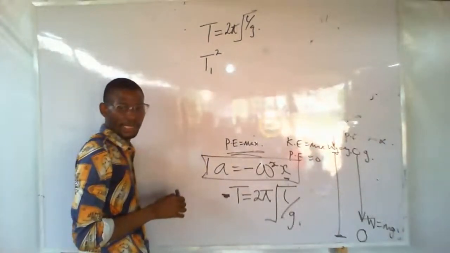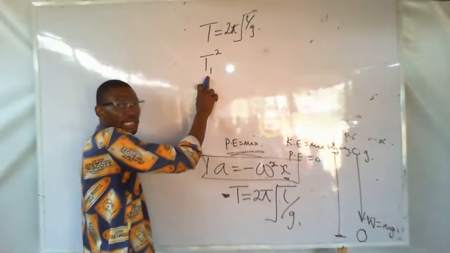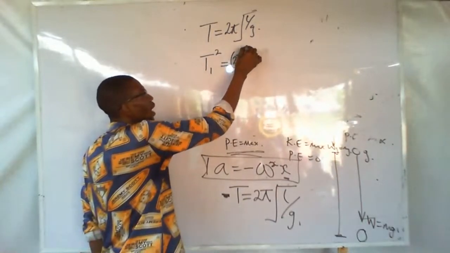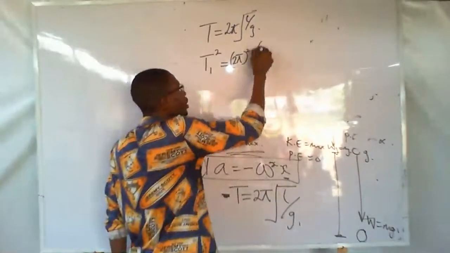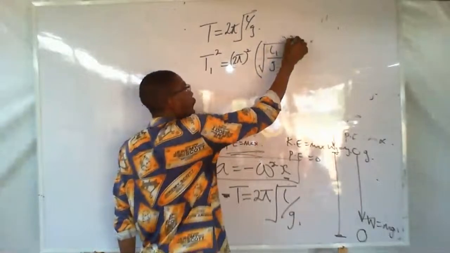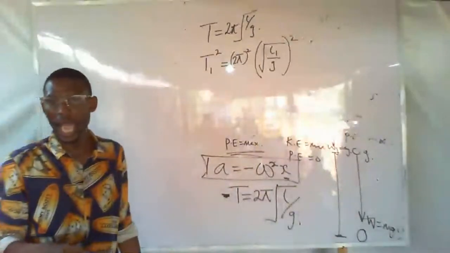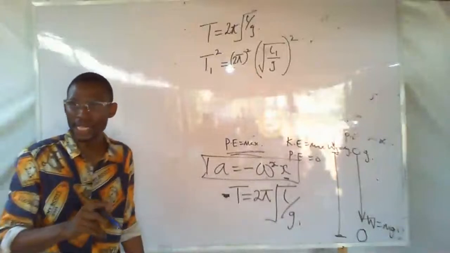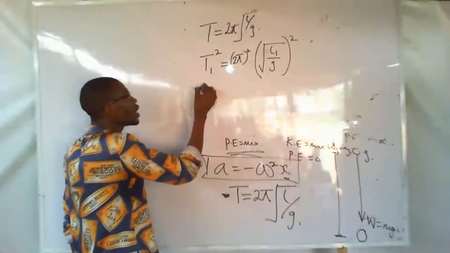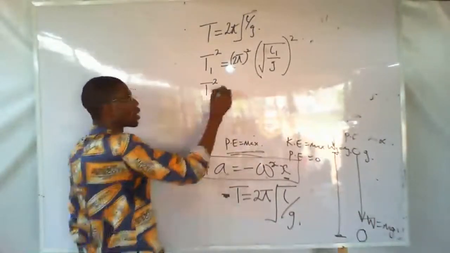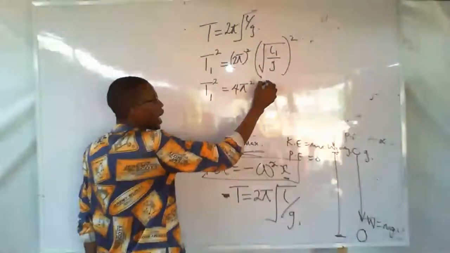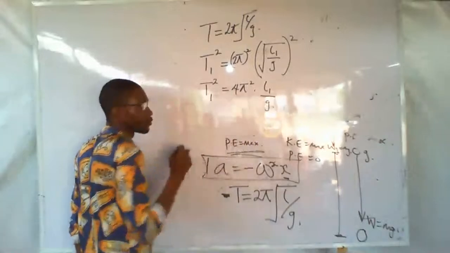Do you understand? Let's say this is T square 1. This is going to be 2 pi, open your bracket, squared. Then I want to square this L1 over G. I'm squaring both sides. There is something I want to derive. Are we together? Now, T square 1 is equal to 4 pi square multiplied by L1 over G.